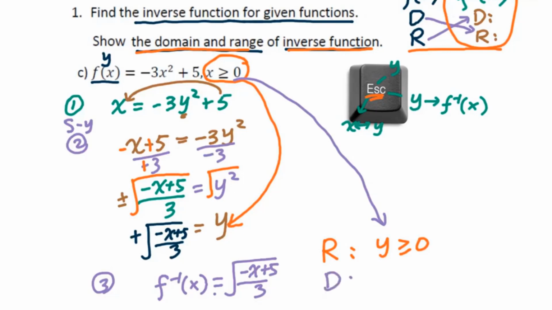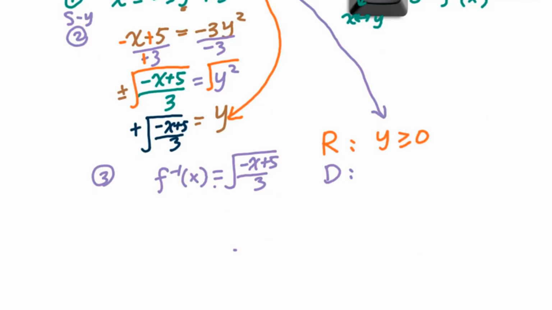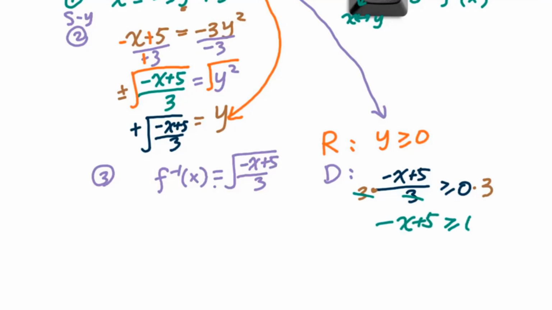So how do you get the domain for this inverse function? The inverse function has a square root. For the domain, the radicand must be greater than or equal to 0. Therefore, we solve this inequality. We multiply by 3 on both sides. Since we multiply by a positive number, the symbol stays. You got negative x plus 5 greater than or equal to 0.